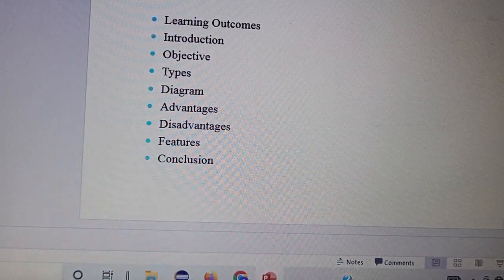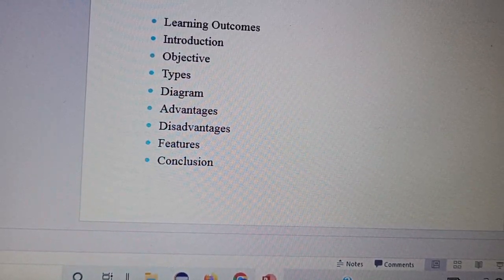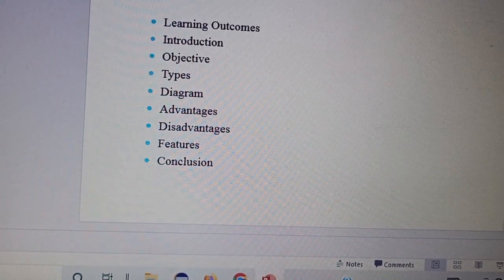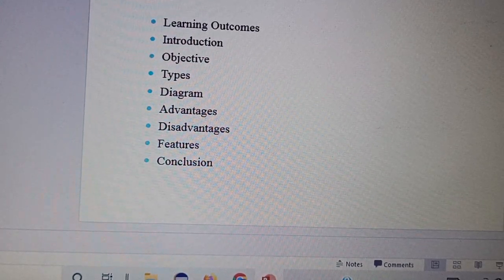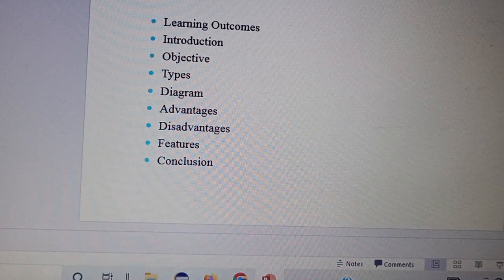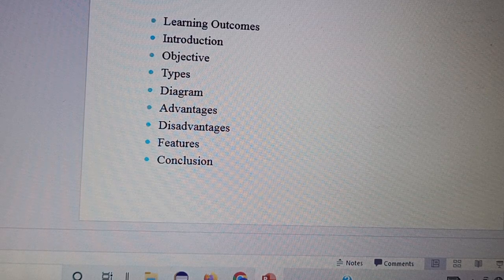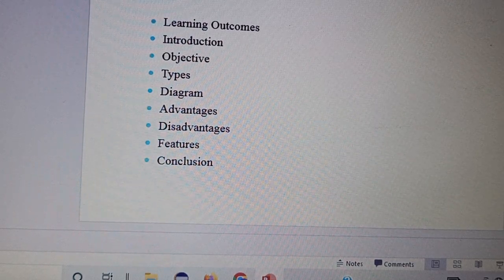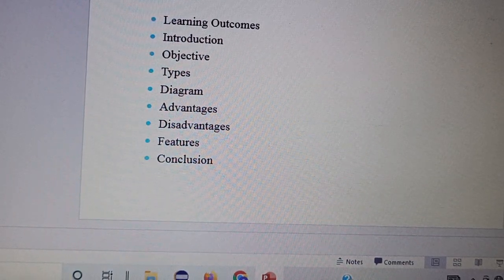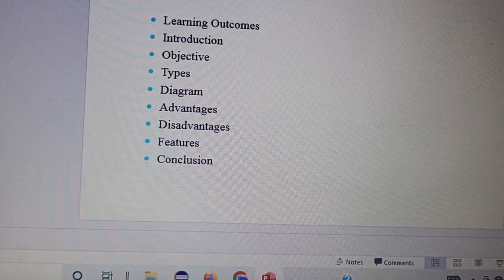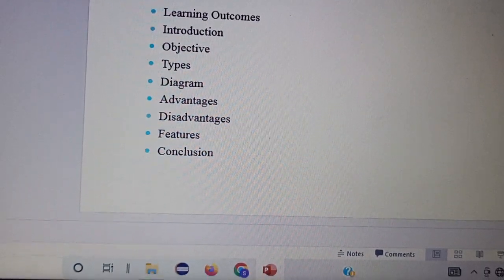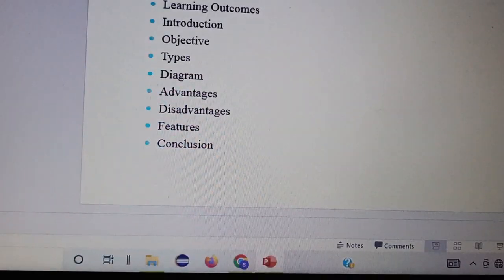First of all, we will learn about the learning outcomes of the e-governance subject. After that, we learn the introduction part of e-governance. Then what are the objectives of e-governance. Then let's start with types. After that, advantages, disadvantages and features. And lastly, we can discuss the conclusion.